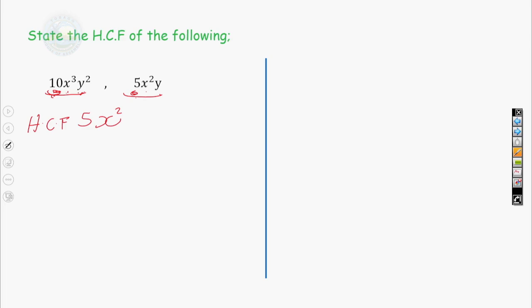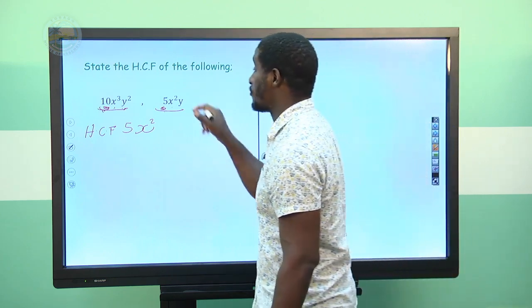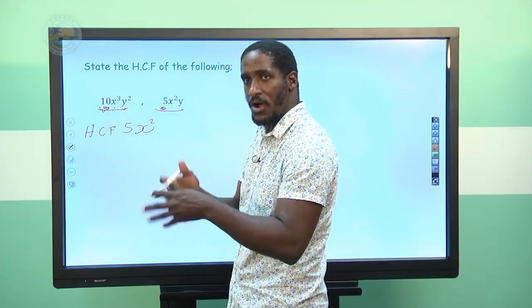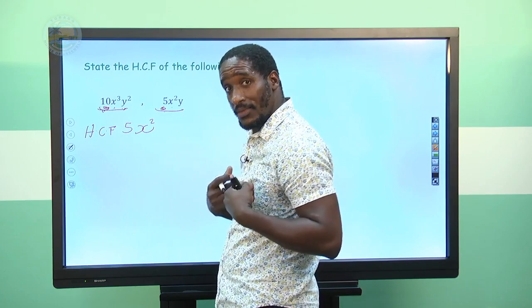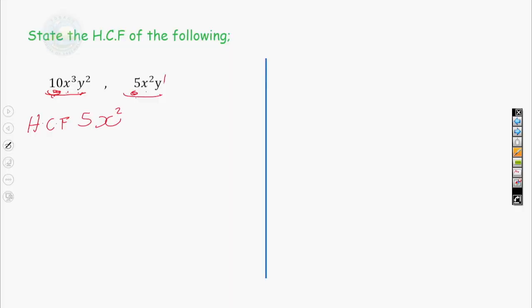Now remember, when we were doing multiplication, we did say no power on an algebraic variable says to us that the power of that variable is 1. It does not mean that the variable is equal to 1. The power is 1. So in terms of our y's, the one with the lowest power is y to the power 1. Remember, we don't usually write that 1. So the highest common factor here is really 5x squared y.